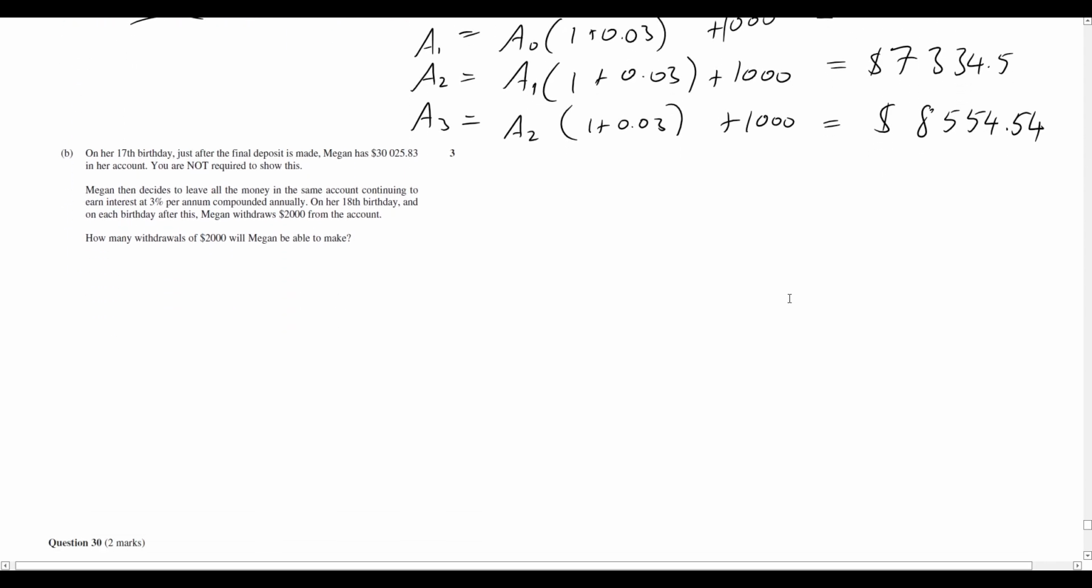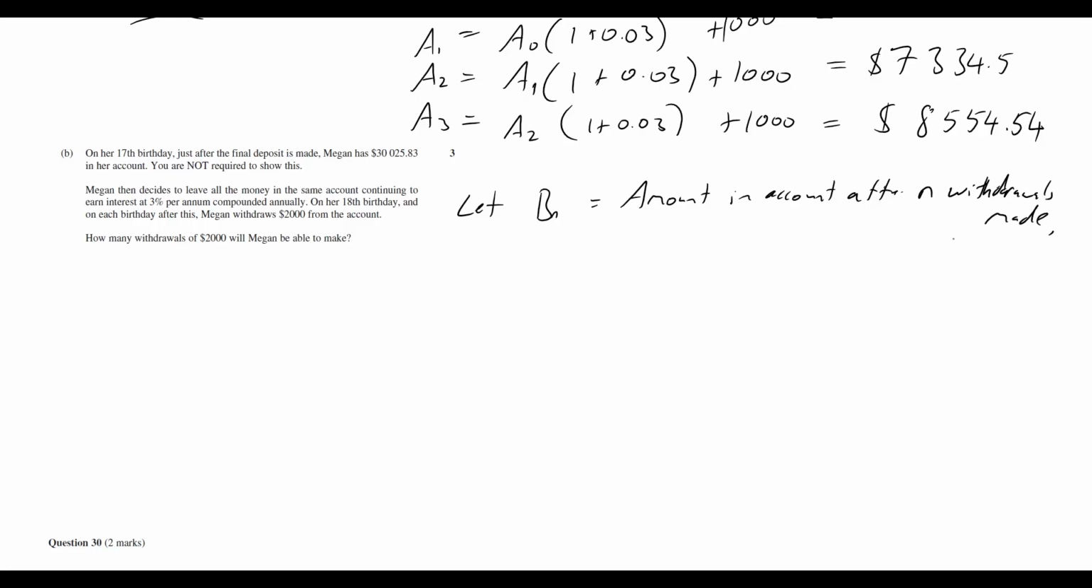Okay, so for this question, we are actually going to need to use a little bit of space here. So what we want to say is, let B sub n equal the amount in the account after n withdrawals made. Okay, cool. So what we can say now is that B naught, the amount before any withdrawals were made, is going to be equal to $30,025.83. So that's just coming straight from the question.